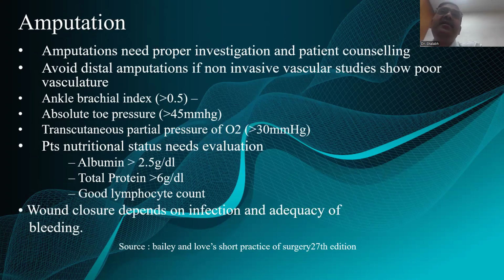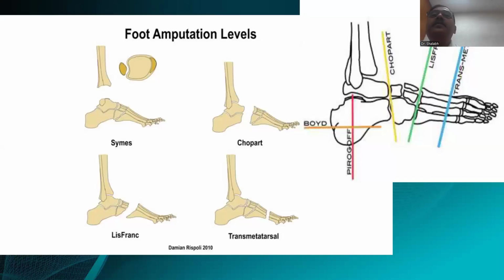It requires extensive counseling. It requires a lot of investigations to make sure that when the amputation is done, the remnant has adequate blood supply to heal adequately, right? Amputation could be at various levels, starting from the toe and moving up.